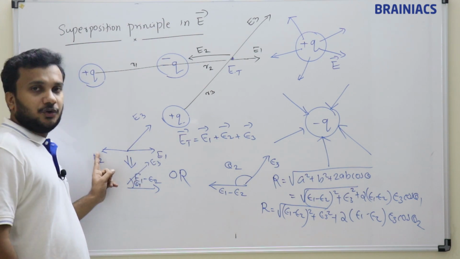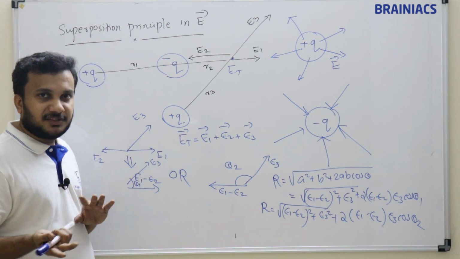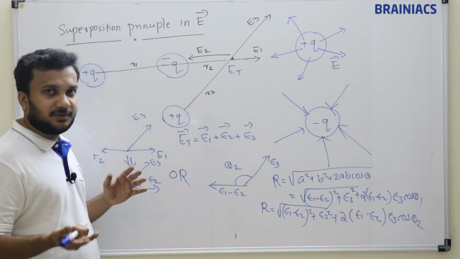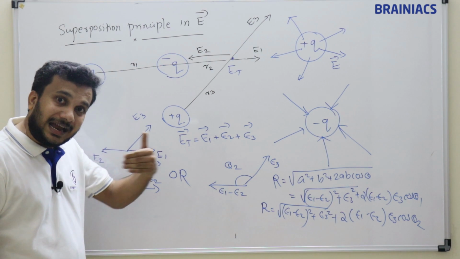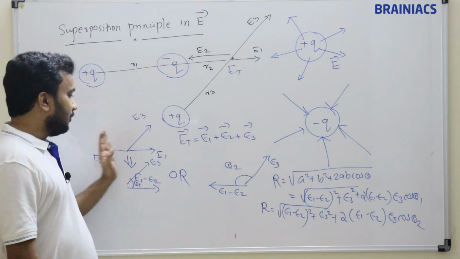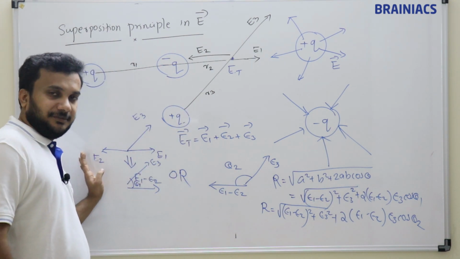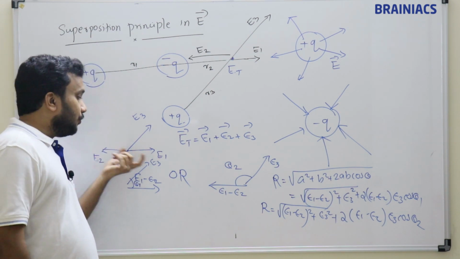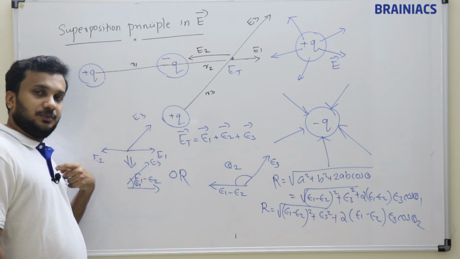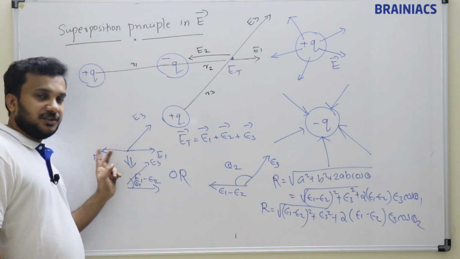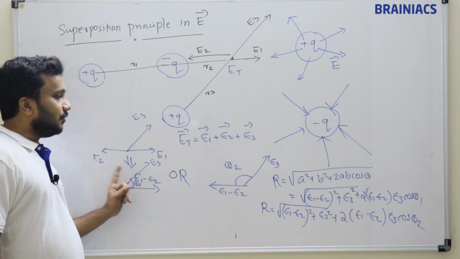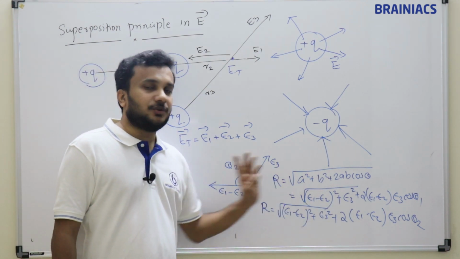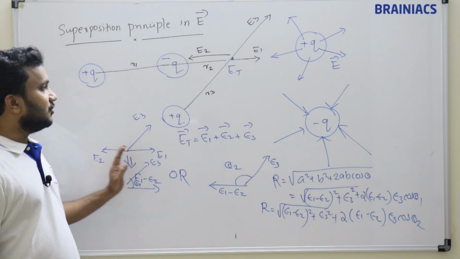Here E1 and E2 are in opposite directions, so you know E1 minus E2. We subtract one vector from the other. If E1 and E2 are in the same direction, what will you do? You will add them, E1 plus E2, whether towards left or towards right. Here it is opposite, so E1 minus E2 will come as one vector. Then the third vector E3 will be there. You will apply the resultant formula, and you will get the answer. This is what we are doing.